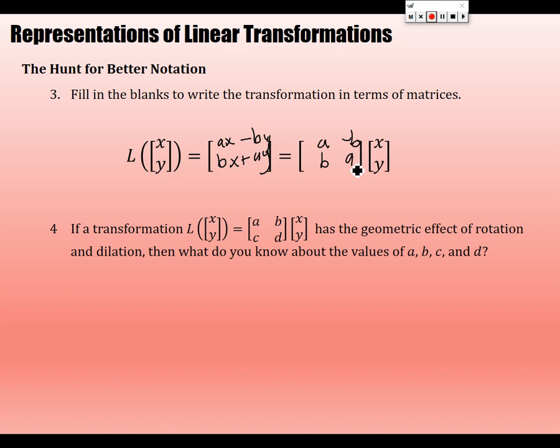So what do you demand? What demands do we want to write down for A, B, C, and D? Well, A equals B. Good, I'll write it down for you. C equals negative B. Good.